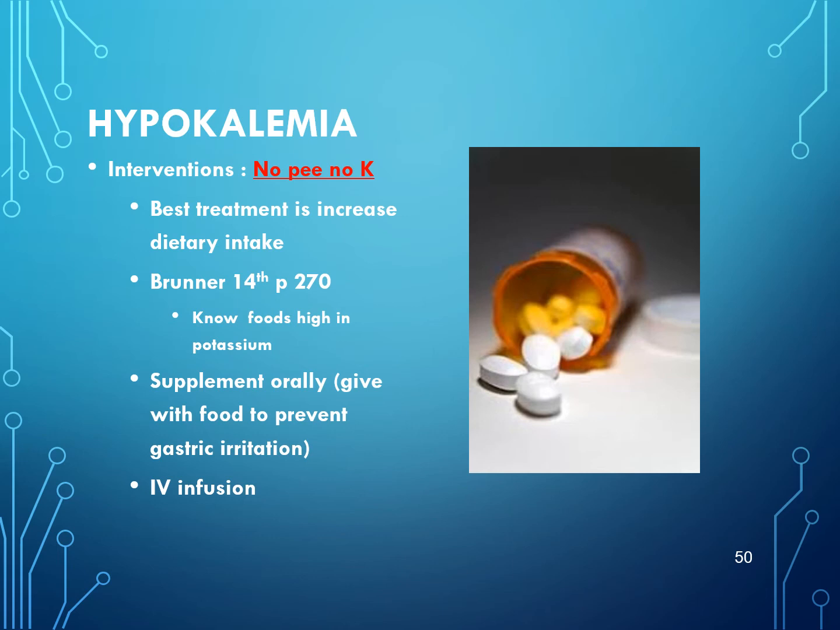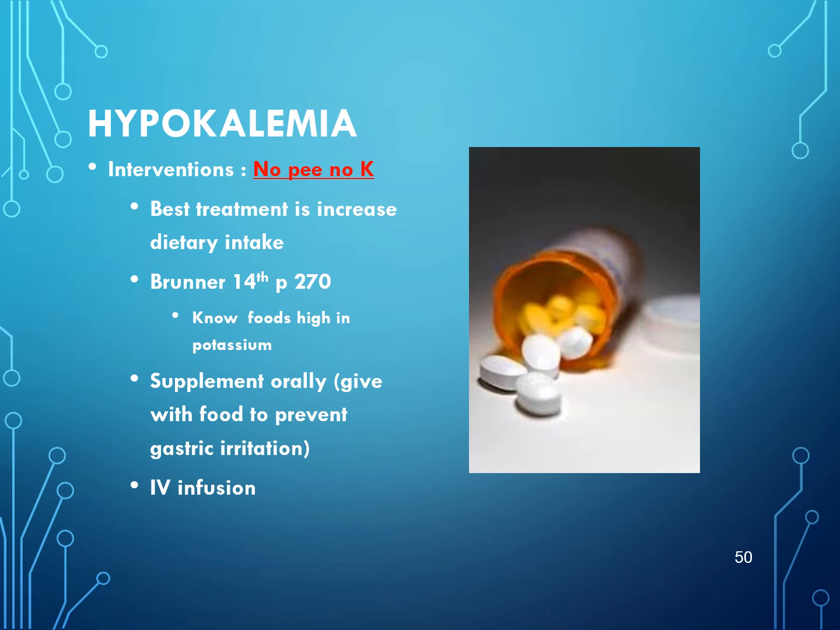So interventions, we do not replace potassium if the client is not urinating. So interventions, no P, no K. If there is no or low urine production below that 30 mLs per hour, you do not administer potassium because it can actually build up quickly in the blood. The best treatment is to increase dietary intake. Know your foods that are high in potassium. Most fruits, vegetables, legumes, whole grains, and milk, meat, and sodium substitutes, as I mentioned earlier.